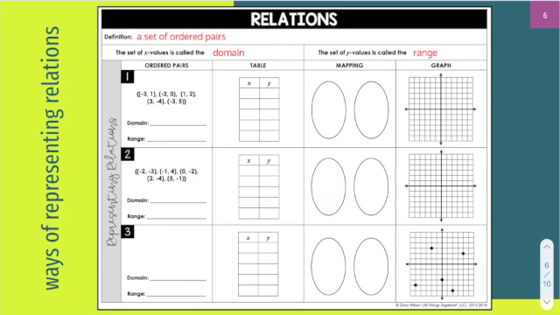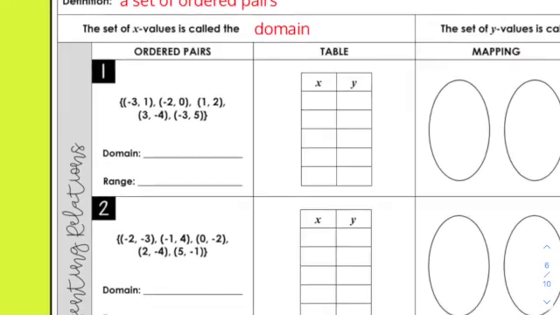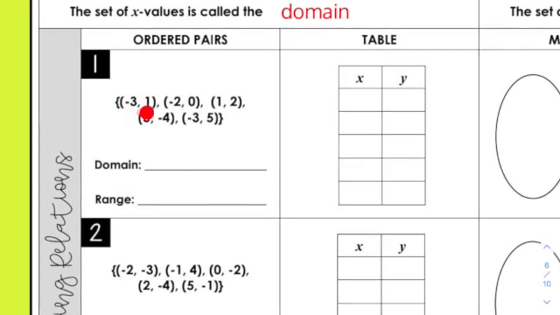So this is the first page of the PDF packet you guys got, and this is supposed to help you visualize the different ways that we can represent relations. We can represent relations as ordered pairs, as a table, using mapping, or graphing it. Once again, the definition of a relation is a set of ordered pairs. The set of x values is called the domain, and the set of y values is called the range. So let's take a look at number 1 first. Number 1, I gave you the ordered pairs, and then I asked you to give me the domain and range.